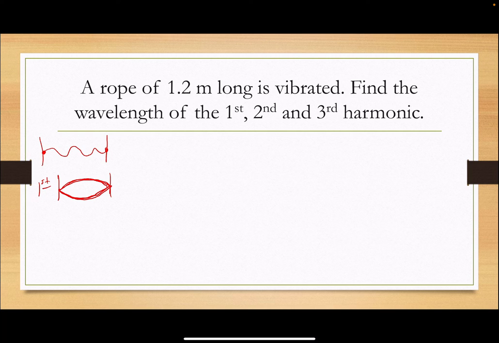In this case, we know that this total length, L, is equal to 1.2 meters. And we know we're talking about the first harmonic. And so we can find the wavelength for this because L is equal to n over 2 times the wavelength. And this means that 1.2 is equal to 1/2 of the wavelength. And hopefully this makes sense. We're saying that this whole wave is 1.2 meters long.